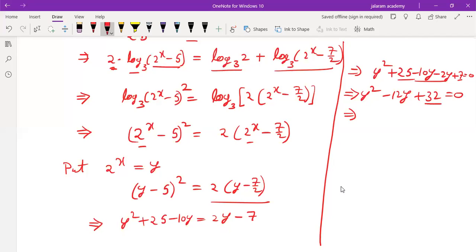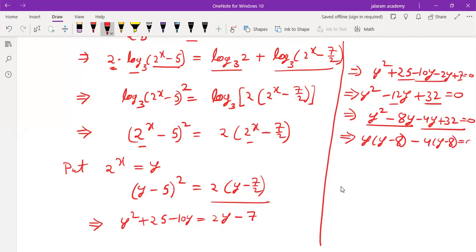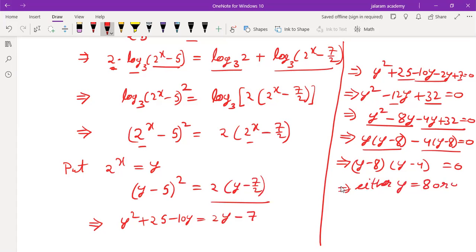Now factors of 32 whose sum is 12: we know that 8 and 4 make 12. So we write y square minus 8y minus 4y plus 32 equals 0. It implies, taking y common from the first two, y into y minus 8, minus 4 common from the next two, 4 into y minus 8 equals 0. It implies y minus 8 is common from these two terms, into y minus 4 equals 0. It implies either y minus 8 equals 0, that is y equals 8, or y minus 4 equals 0, that is y equals 4.